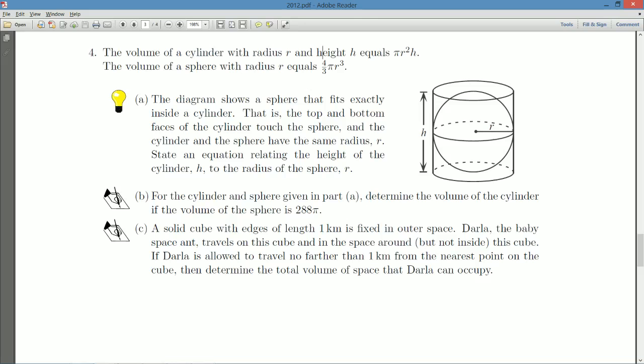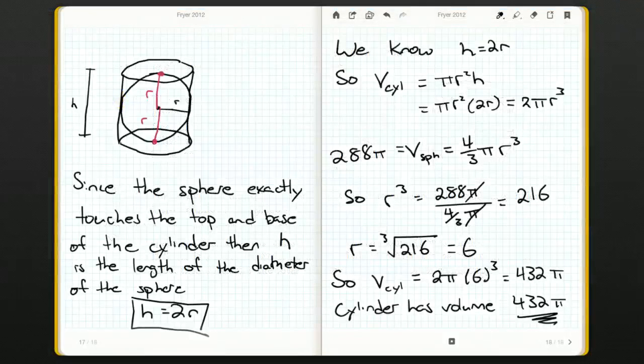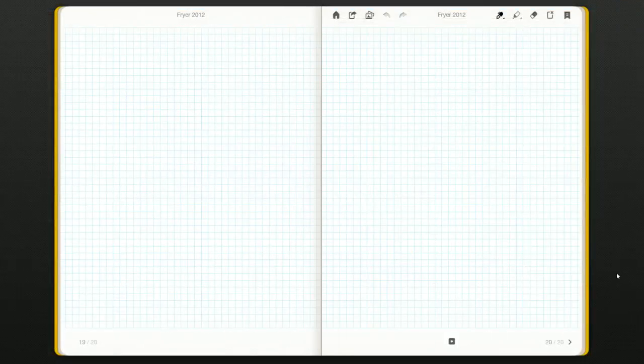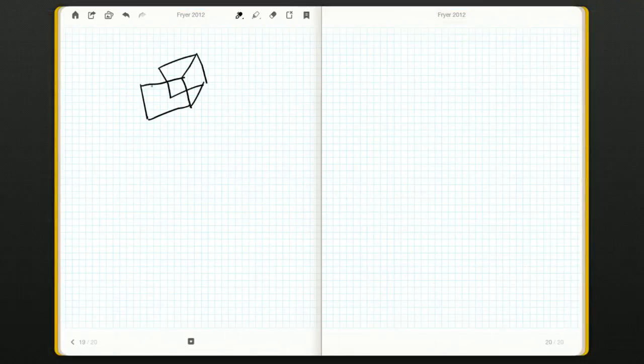Okay. Well, putting aside the situation, which frankly is a bit nonsensical, we got a math problem to solve. So we have a solid cube in 3-dimensional space. So what does it look like? And our baby space ant can travel around it as long as it doesn't get any further than 1 kilometer away. But it can't travel inside it, but can travel along the surface area.